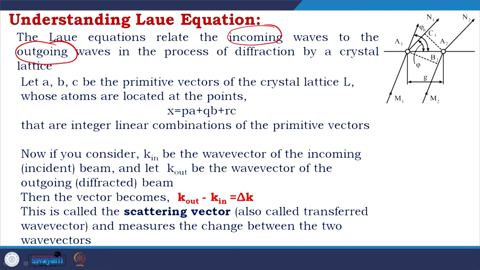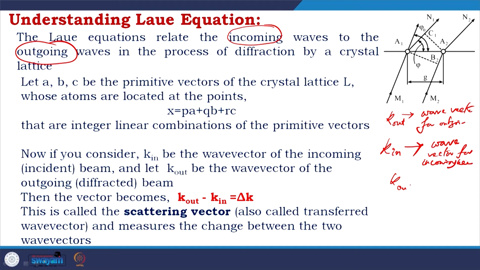Considering K in as the incoming beam wave vector, and K out again as the wave vector for the outgoing beam, their difference K out minus K in is del K. This del K is also a vector, which is the scattering vector.